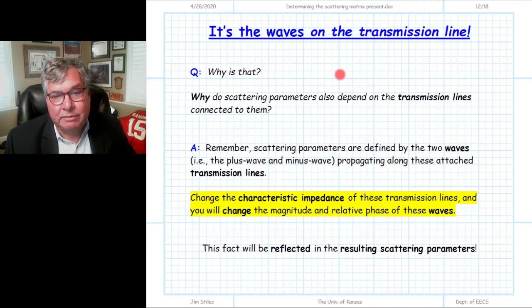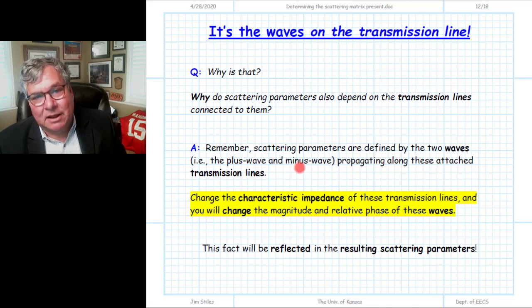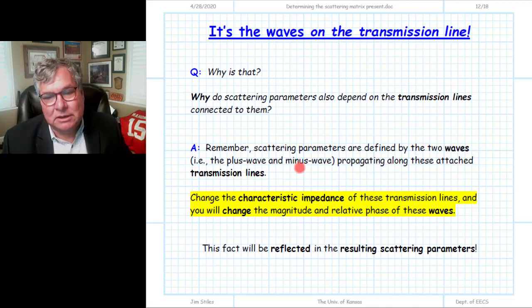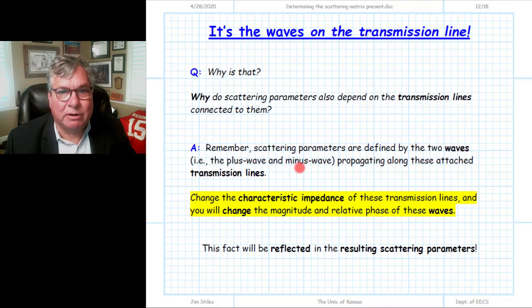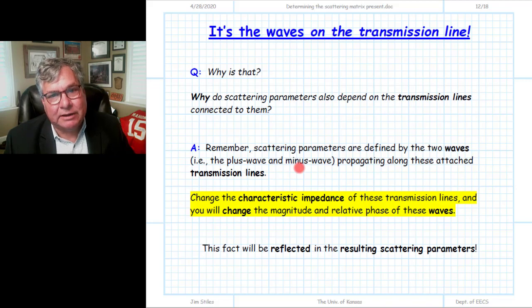So to put it another way, if you look at the scattering parameters, what are we doing? We're evaluating the relationship between the scattered waves and the incident waves. And of course, those scattered and incident waves are propagating on a transmission line. And so we need to say somewhere in the analysis what the characteristic impedance of that transmission line is. That's another way of looking at why the scattering parameters depend on the characteristic impedance of the transmission line, because in the end, we are analyzing the waves propagating along those lines, both incident and reflected.